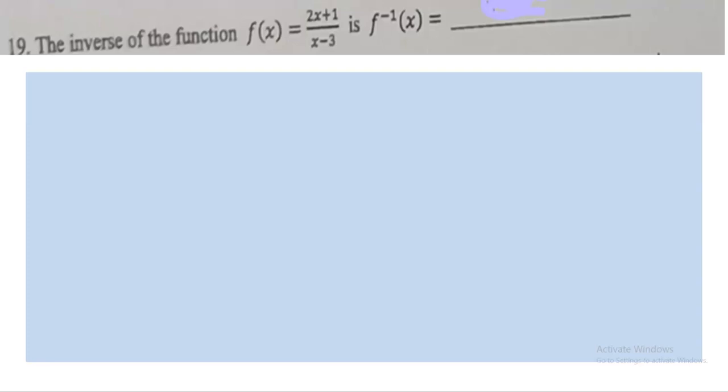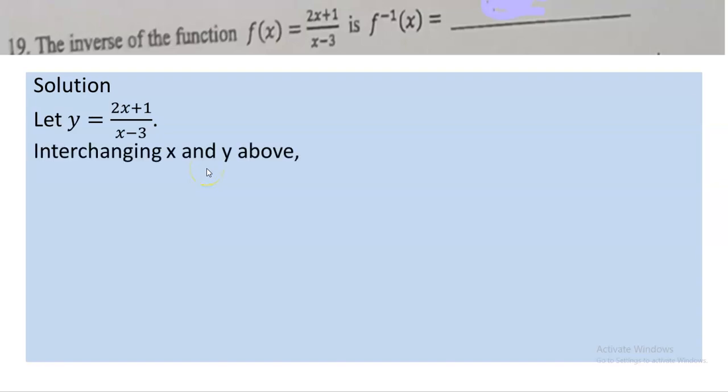Now proceeding to question number 19. It says find the inverse of the function which is given by f of x equals x plus 1 over x minus 3. So you remember, students, in the case of finding the inverse of a function, you have to let first f of x be y, as it has been stated here, and then you have to interchange x and y.